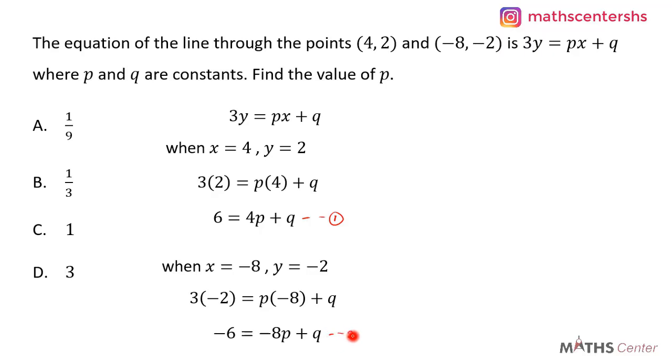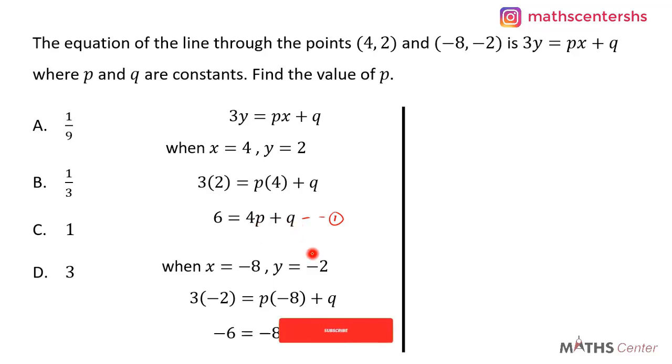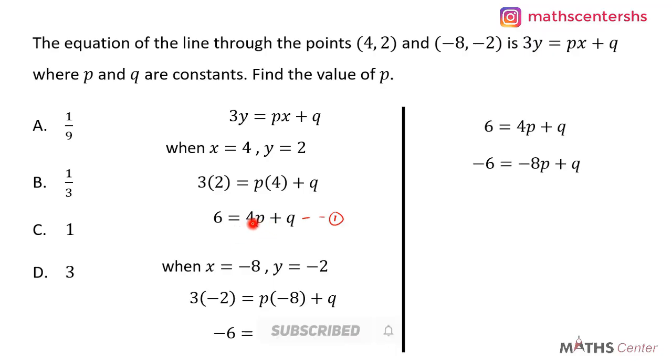We can now solve equation 2 and equation 1 simultaneously for the value of p. Because I want to find p, I will eliminate q. I will eliminate q by subtracting equation 1 from equation 2. This is equation 1, and this is equation 2. I'm going to subtract equation 1 from equation 2.